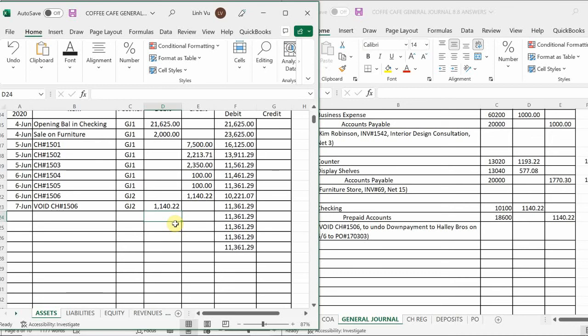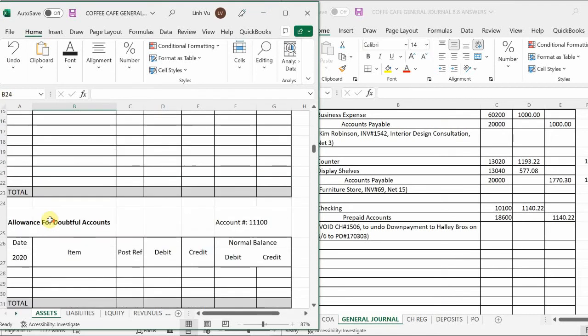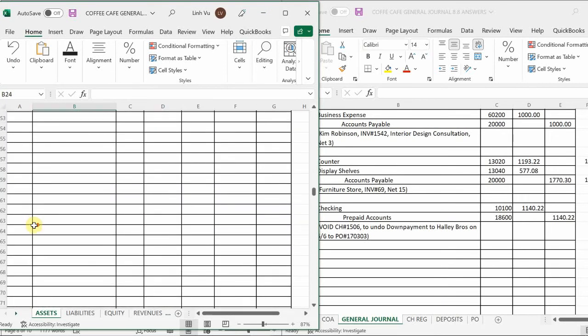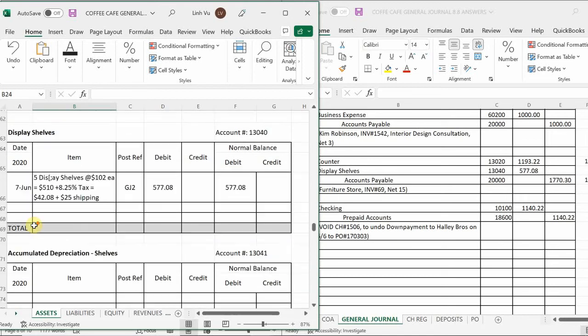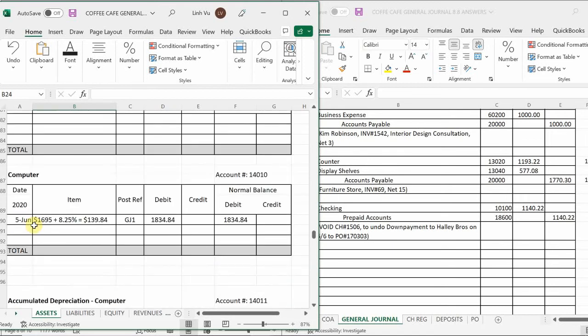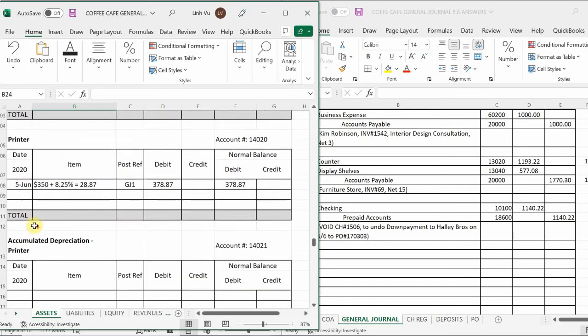Now, because I'm voiding my check, that means it affects the account that I put my down payment in, right? So that I have to also undo that prepaid accounts, okay? And I'm going to do the same exact thing. I'm not going to modify it. I'm actually going to go ahead and put in that journal entry in there.